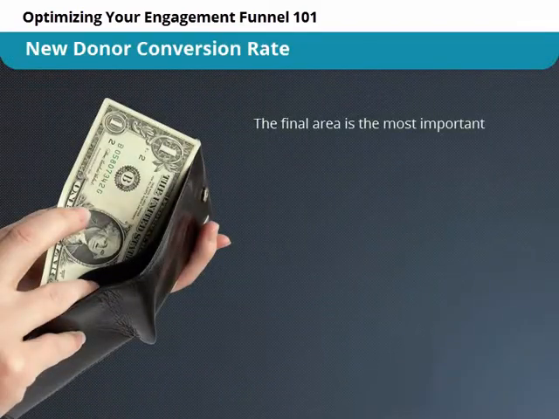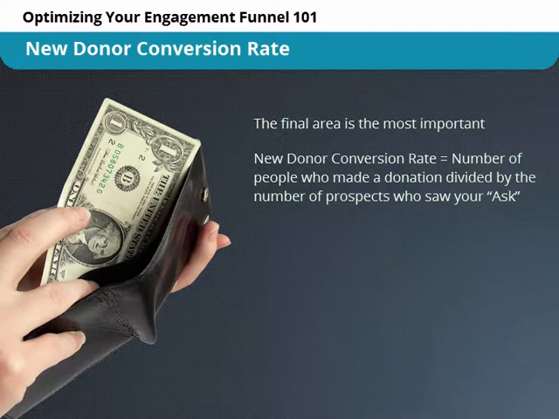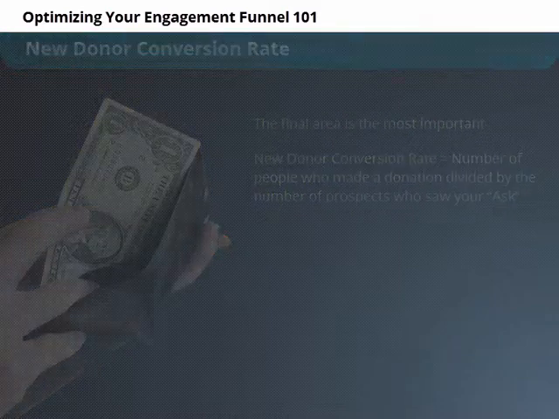The final area is the most important, since it's why the whole funnel exists in the first place: getting actual donors for your organization. New donor conversion rate is the number of people who made a donation divided by the number of prospects who saw your ask or request for a donation. This is the hardest stage, and your numbers will reflect that.